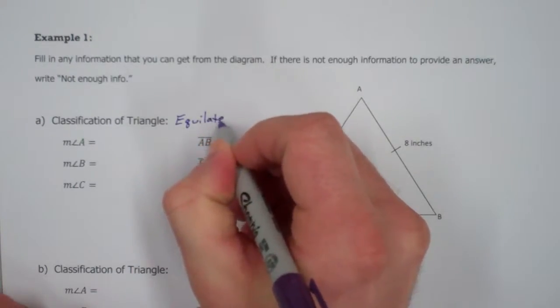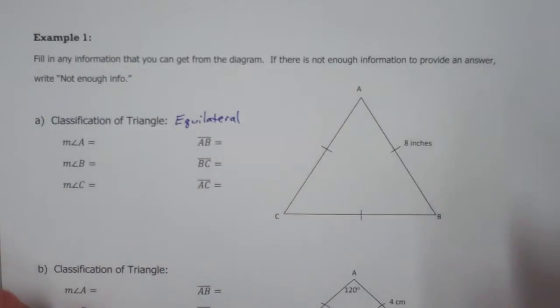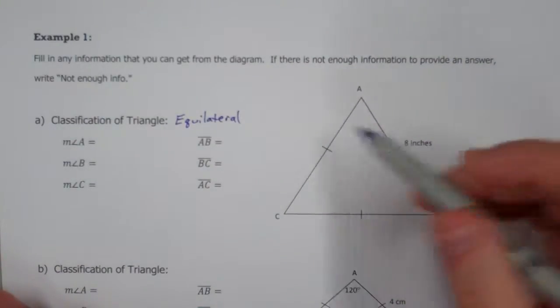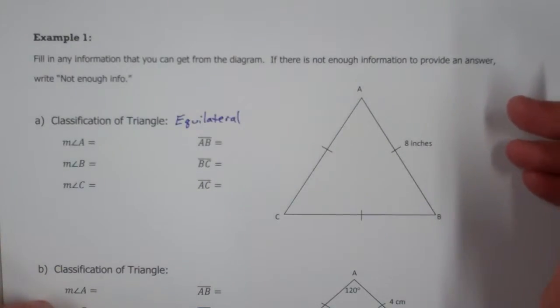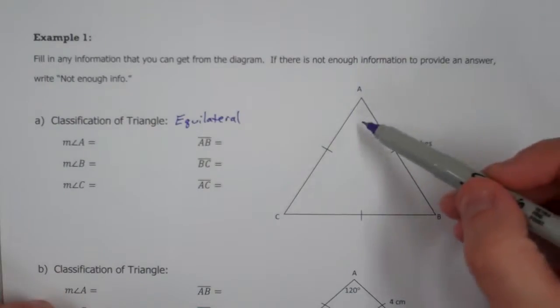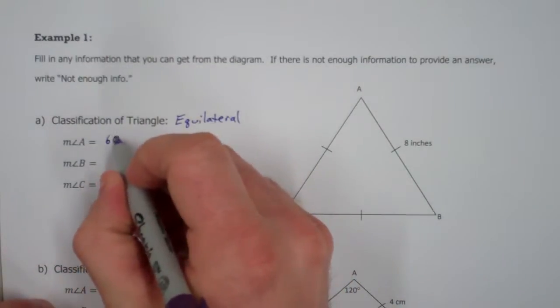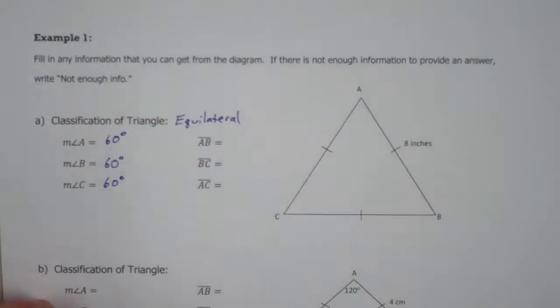You could write equilateral, equiangular if you want, although automatically equilateral would mean that all three of those angle measures are equal. And if we think about it, there's only one angle measure that would make that true. All three angles must be the same, but they must also add up to 180. And so that magic number, or what it has to be, is 60 degrees. So if angle A is 60, C is 60, B is 60, they're all the same and they all add up to 180. Can't be anything else. So we know right away that the measure of angle A is 60, the measure of angle B is 60, the measure of angle C is also 60.